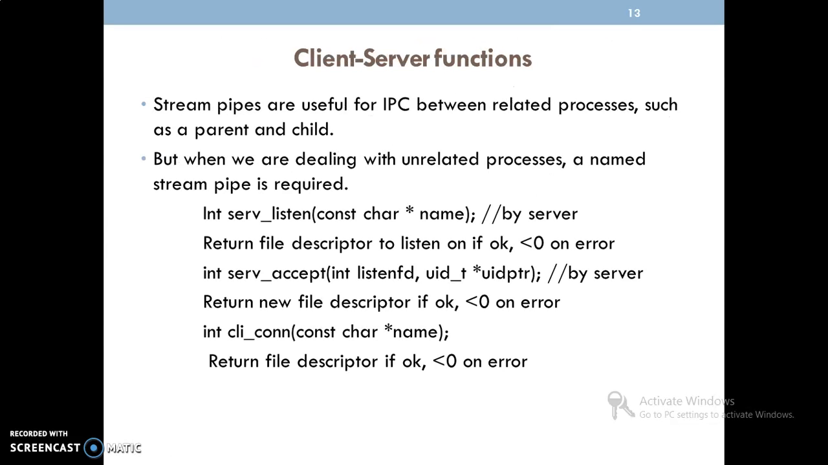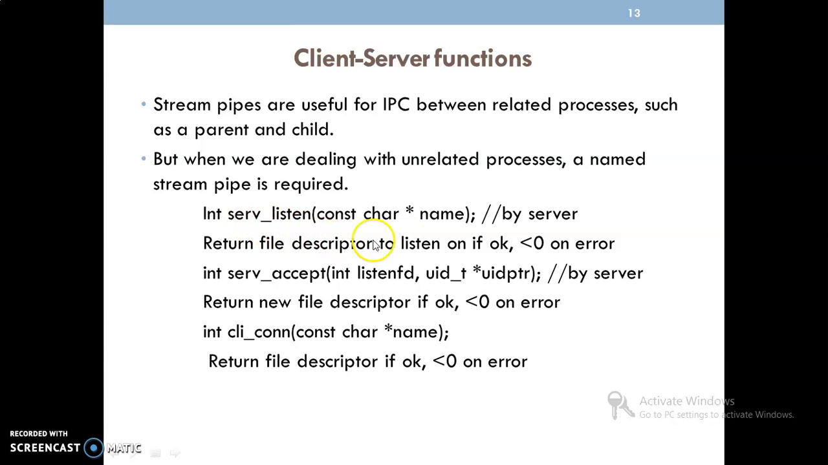Then we have the client server functions. As we know, stream pipes are useful for IPC between related processes such as parent and child processes. But when we are dealing with unrelated processes, a named stream pipe is required here. That means one process exists in one system and another process exists in a different system. So in that case, we use the client server functions here.